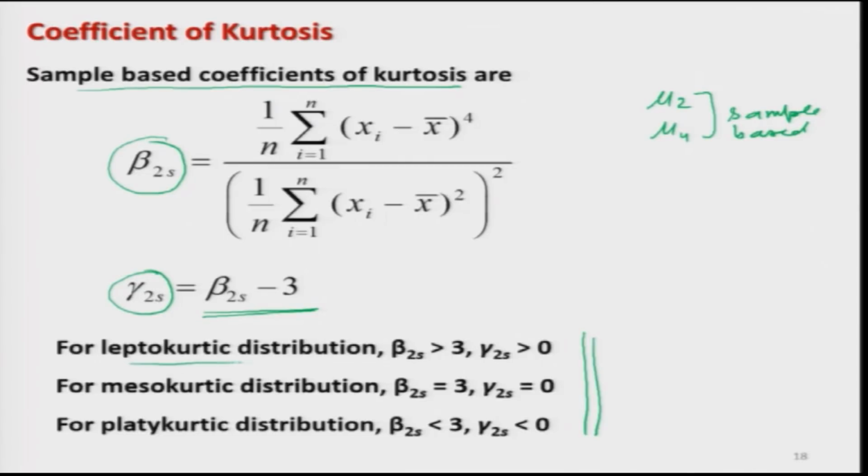For a leptokurtic distribution beta 2 s will be greater than 3 and gamma 2 s will be greater than 0. Similarly, beta 2 s will be 3 or gamma 2 s will be 0 in case of mesokurtic, and beta 2 s will be smaller than 3 or gamma 2 s will be smaller than 0 in case of platykurtic distribution.